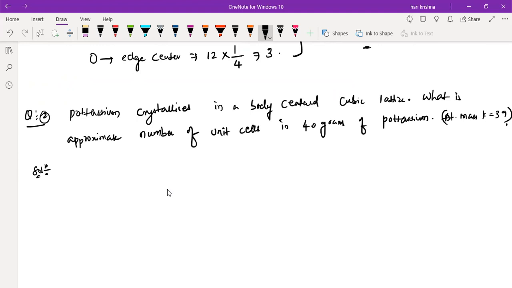They said potassium crystallizes in the BCC structure. What is the approximate number of unit cells in 4 grams of potassium? So the given weight is 4 grams and the atomic mass is 39 grams. Do you know the mole concept? Yes or not?